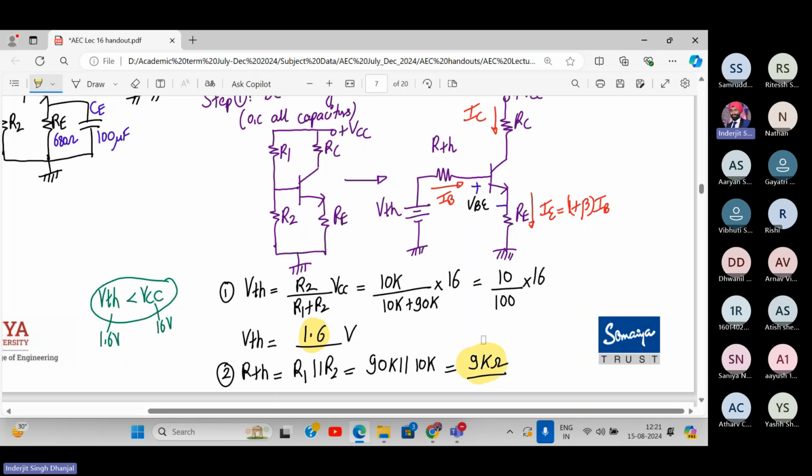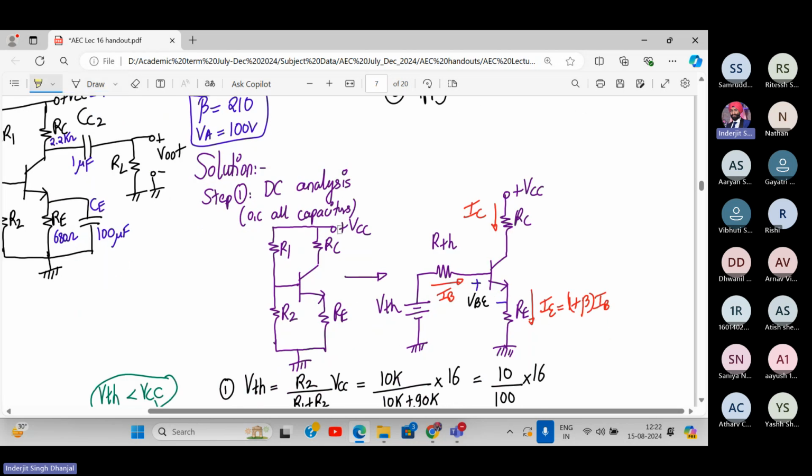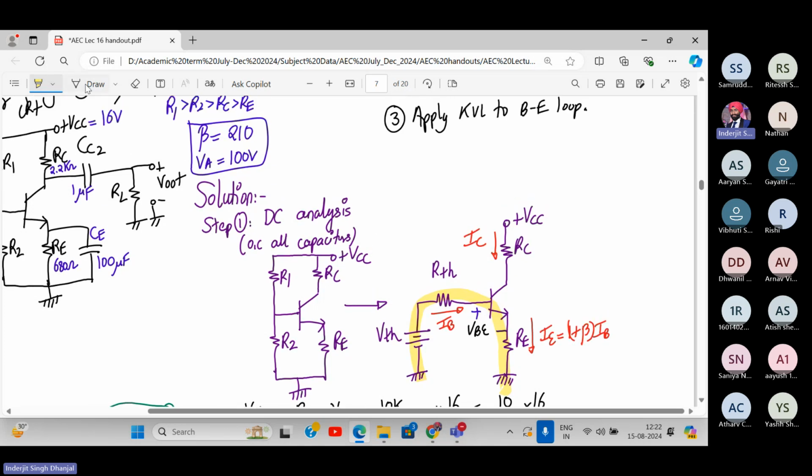Okay, very good. Now I'm solving point number 3 over here. Now what do we do? Don't remember the formula for the input loop KVL. Now we apply KVL to the base emitter loop. That means you are applying the loop KVL over here in this loop like this. So what do we get? Tell me. VTH minus IB into RTH minus VB minus (1 plus beta) times IB into RE is equal to 0.